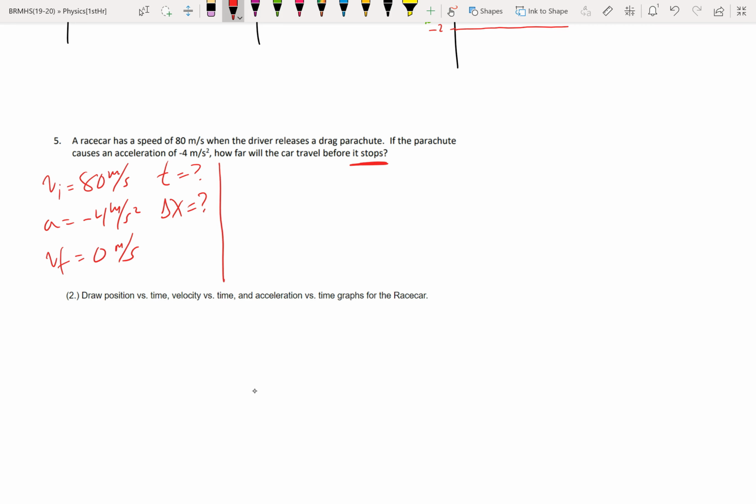All right, so let's jump right into finding delta x. We could find t. Find t on your own so you know where it would be on the graphs when you make them. Or better yet, pause this, solve the problem, do the graphs, and then come back to it and play again. Delta x, let's solve that first. I know Vi, a, Vf, delta x. I don't know t, so I'm going to use an equation that doesn't have t.